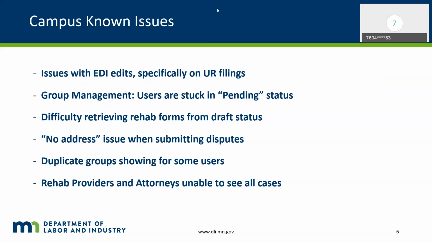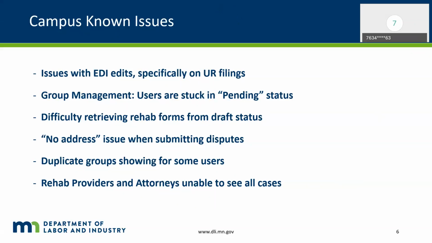No address issue, duplicates, duplicate groups showing for some of the users, and then rehab providers and attorneys unable to see all their cases. So we are putting a fix in for the rehab providers with the survey, and for attorneys, we're going to work on your open cases. We're starting with some data cleansing to get a good list of cases. Then you should be able to start seeing all your cases, and if not, we'll figure out a path for you to get in there.